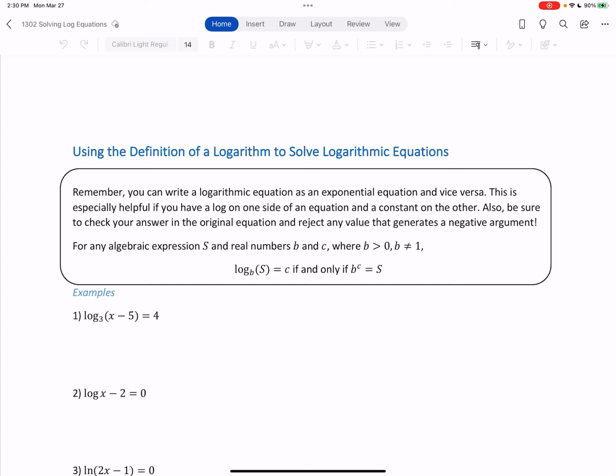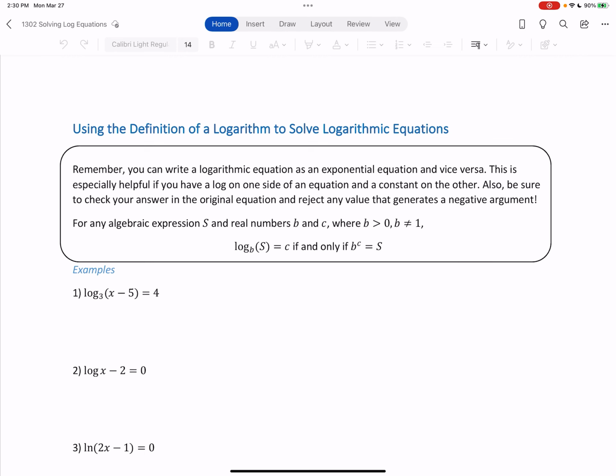We also want to be able to solve logarithmic equations. And so we're going to solve logarithmic equations using the definition. Basically, take a logarithm and rewrite it as an exponential. So remember, this is our definition here. Log base b of s equals c is the same as b to the c equals s.